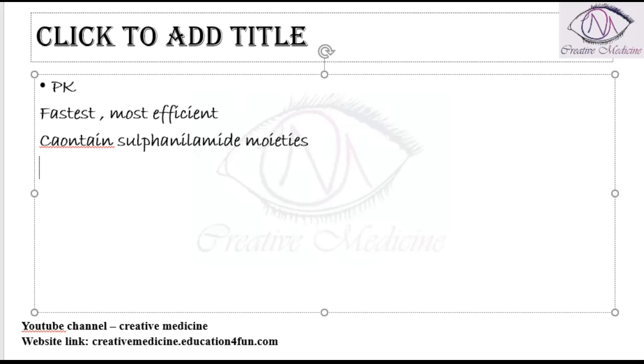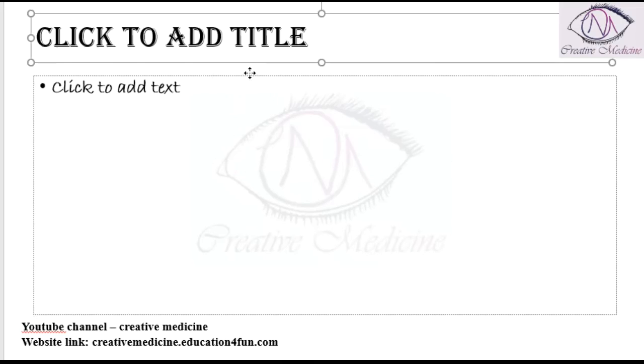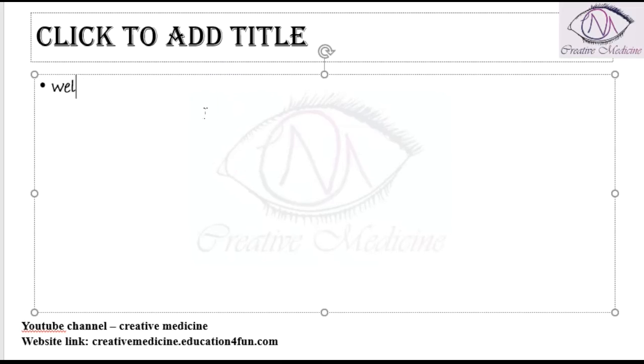These inhibit sodium potassium 2 chloride, and they act on the thick ascending segment of loop of Henle. One more important thing is that they activate the tubuloglomerular feedback mechanism. Because they activate the tubuloglomerular feedback mechanism, they reduce the free water clearance. These drugs are well absorbed.